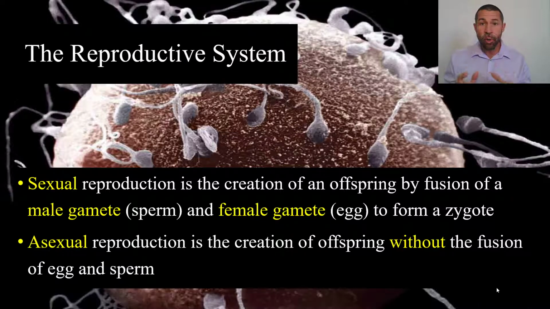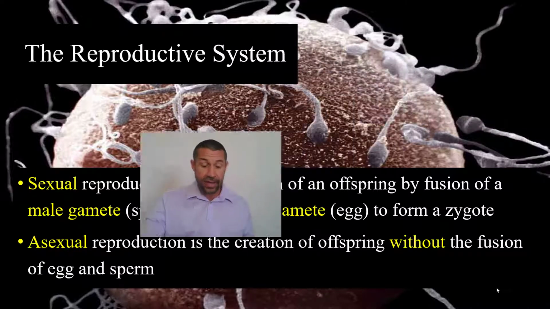There are two forms of reproduction in the kingdom Animalia. Sexual reproduction, where an offspring is formed by the fusion of a male gamete, a sperm, with a female gamete, an egg, to form the diploid zygote. Asexual reproduction is when one parent makes a genetically identical offspring without the fusion of a sperm and an egg.